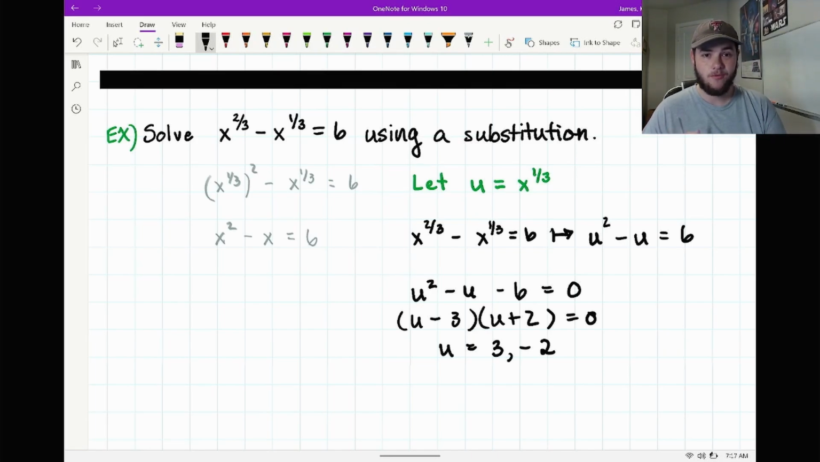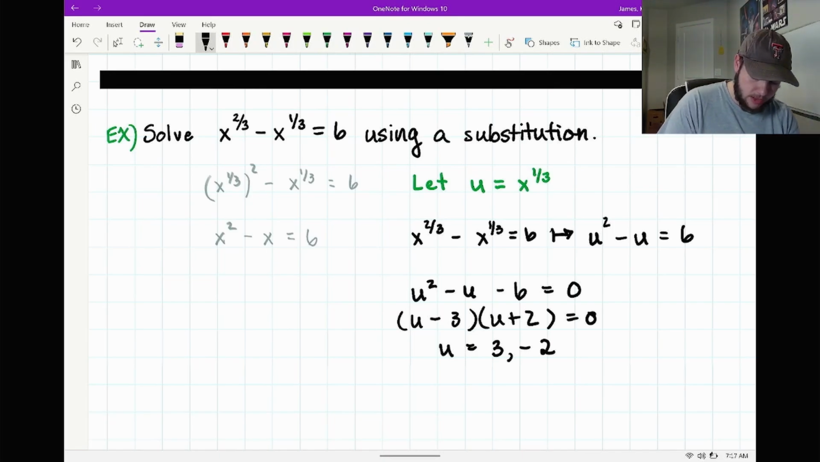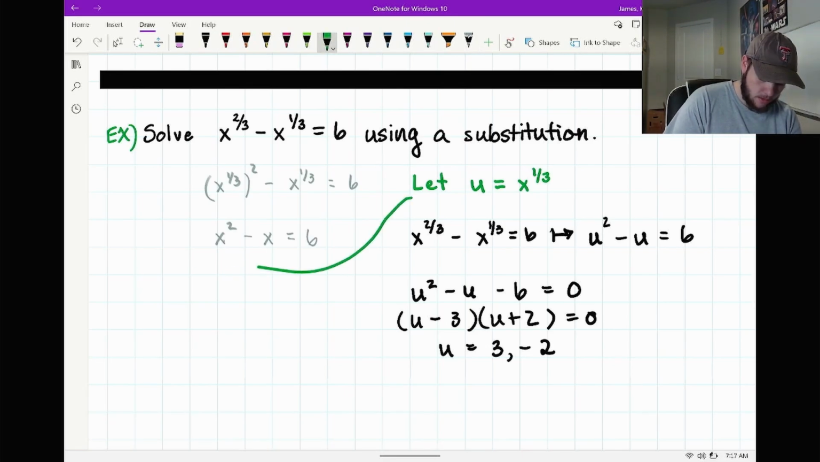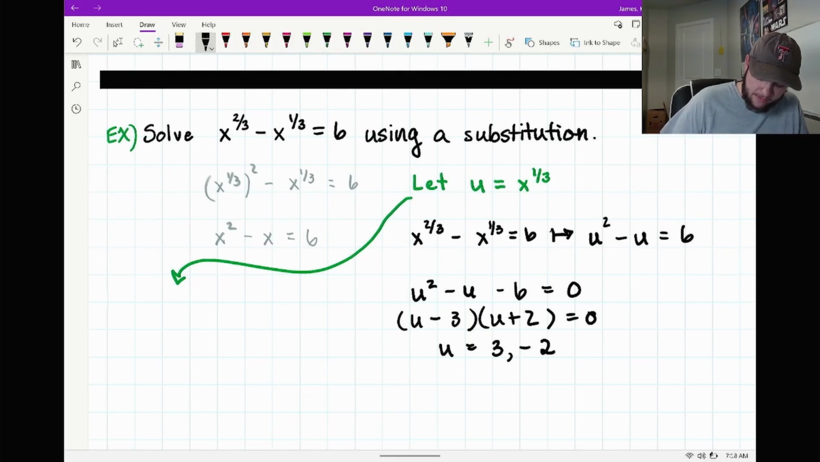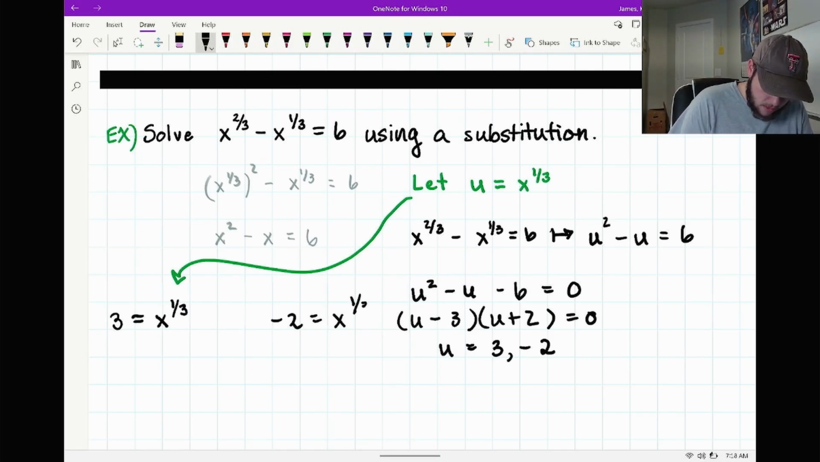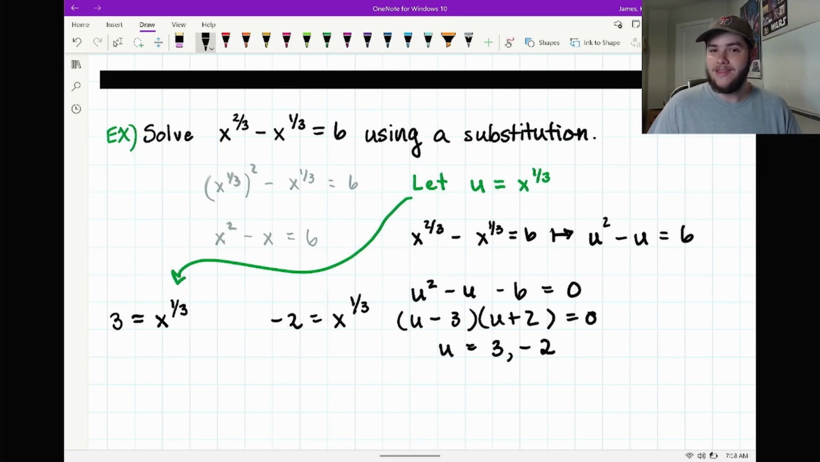A common mistake would be to say those are the answers. But remember, I'm trying to find x values, not u values. So this is kind of the downside to our substitution method, is we've got one more step now, which is to borrow this equation again, right? This is the relationship between u and x. And given those values of u, 3 and -2, I need to find out what x values gave me those u values. And these are each tiny radical equations for us to solve.